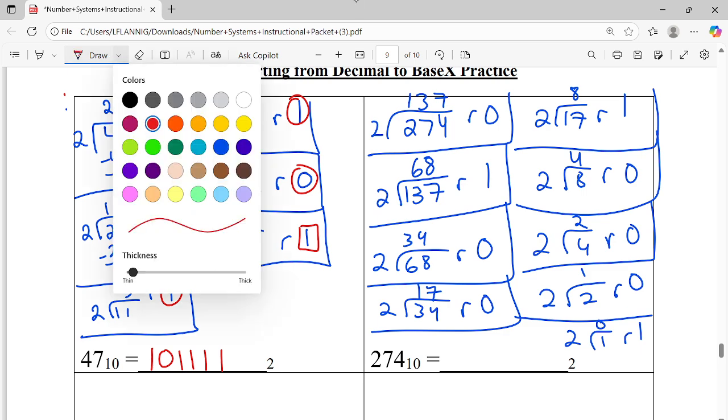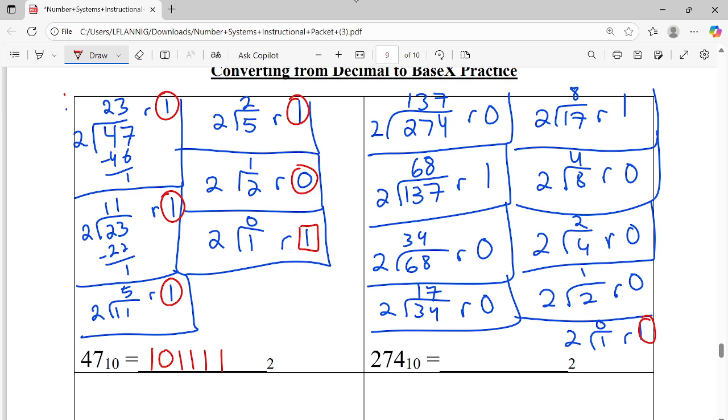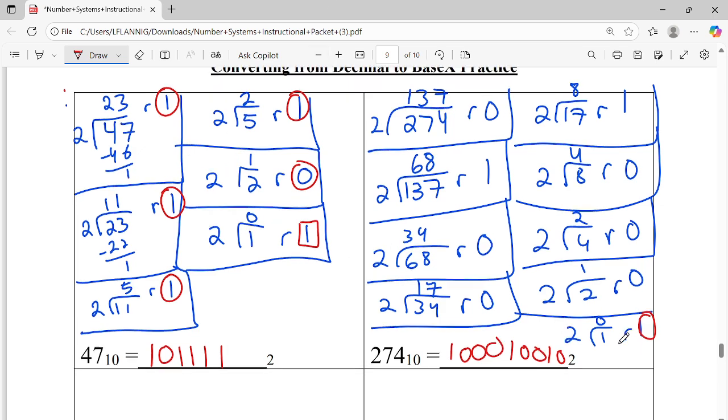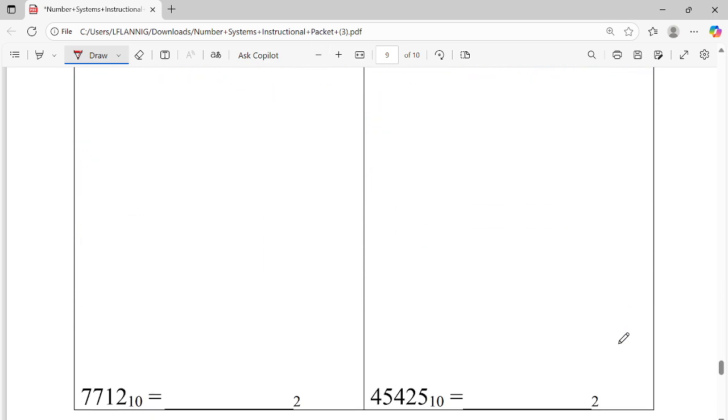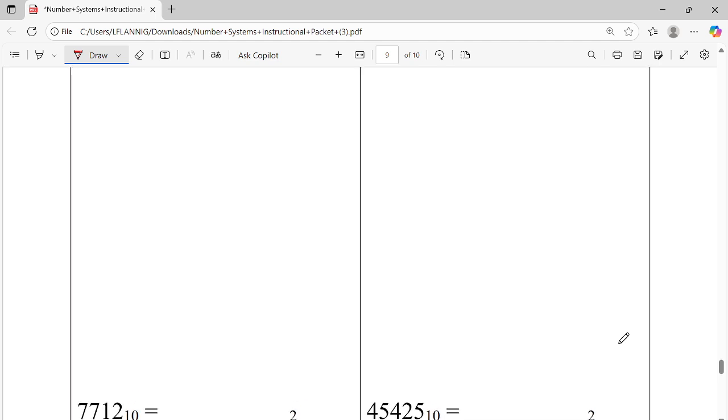So again, we're going to start from the bottom, this 1 right here, and then work our way up. So 1 0 0 0 1 0 0 1 0. And that's 274 in base 2. Okay. Cool. Let's try the next one.